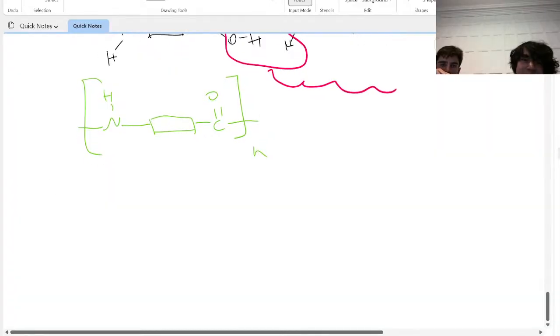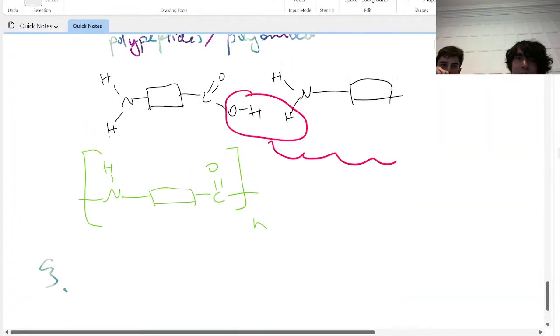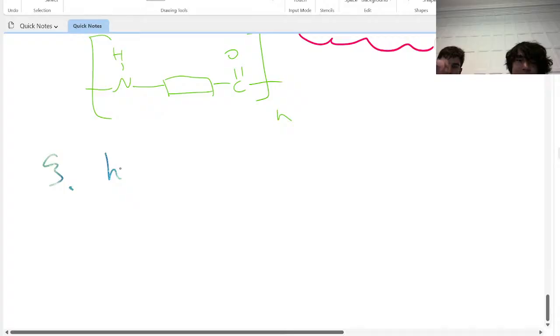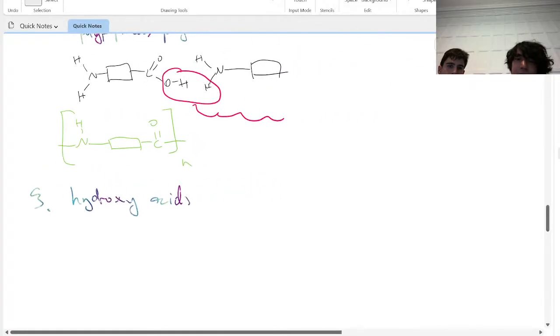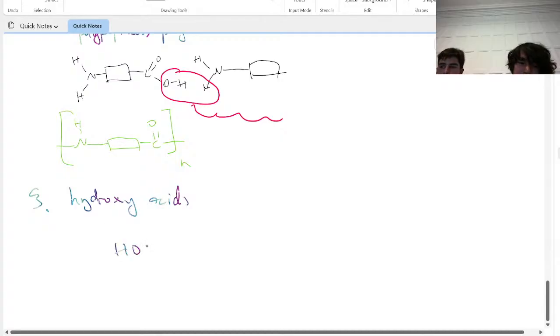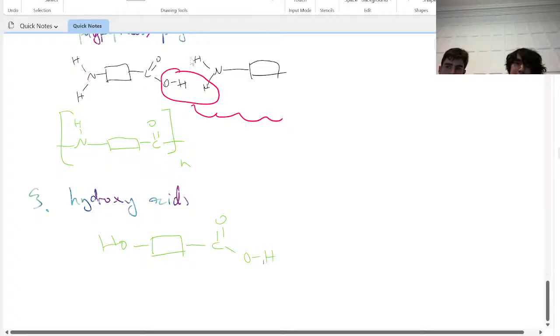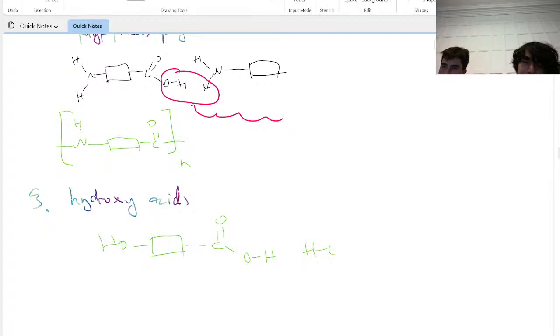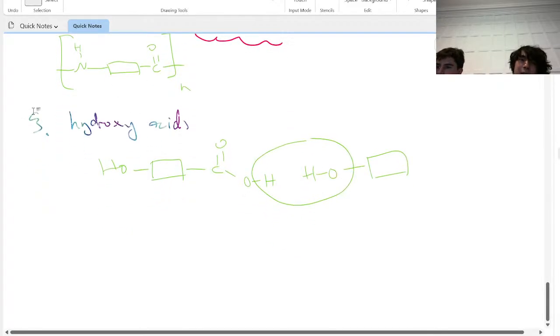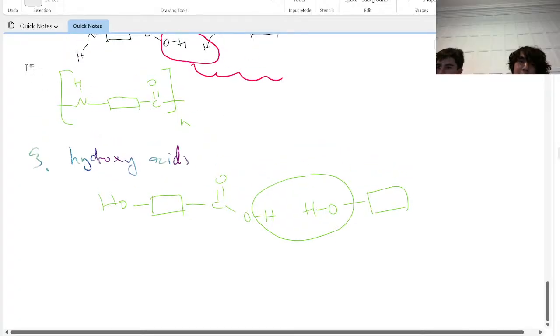3. Hydroxy acids. When have we ever done that? Usually for these ones, they'll just give it to you. A hydroxy acid is just HO, then a box, then acid. It's the same thing. It forms water, and the repeating unit is the same as this one.